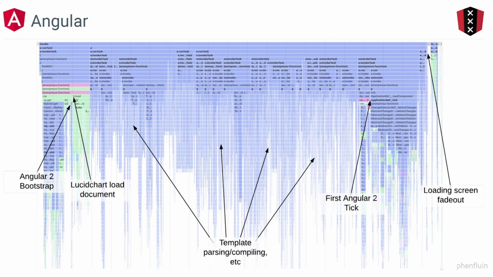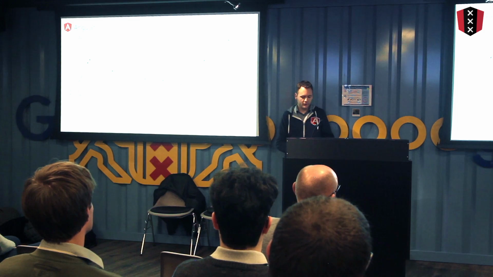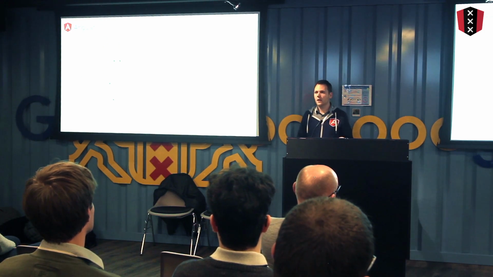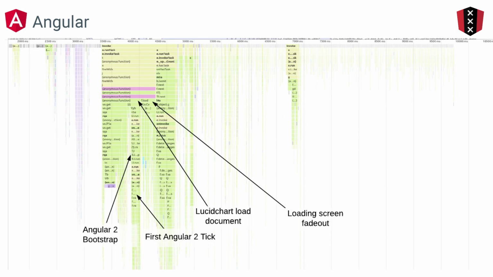So take all of the HTML and turn that into that VM-optimized JavaScript. And then you had the first Angular tick where you could actually start running your application. And so this was a huge problem for them, but they were able to adopt and switch to ahead-of-time compilation. And that entire middle section was completely eliminated.